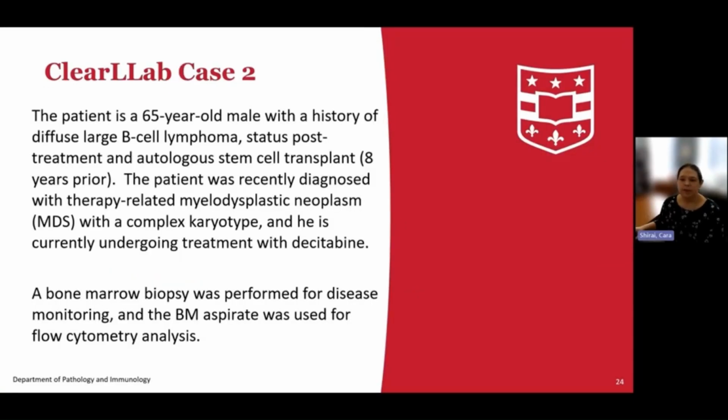Case number 2 is a 65-year-old male with a medical history of diffuse large B-cell lymphoma, currently status post-treatment and autologous stem cell transplant 8 years prior. The patient was recently diagnosed with therapy-related myelodysplastic neoplasm, or MDS, with a complex karyotype. And he is currently undergoing treatment with decitabine. A bone marrow biopsy was performed for disease monitoring, and the bone marrow aspirate was used for flow cytometry analysis.